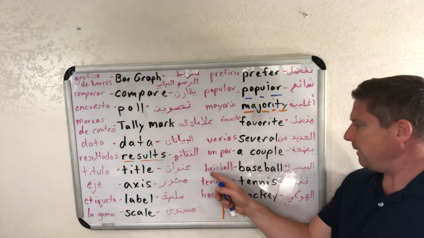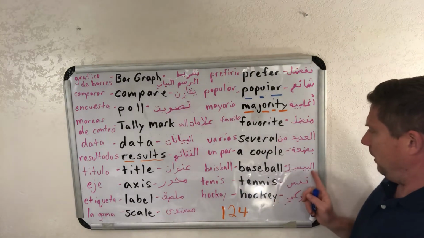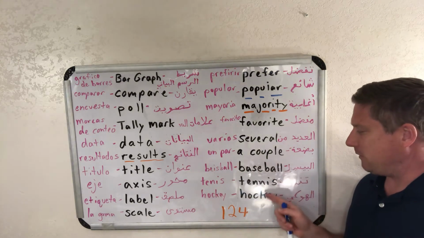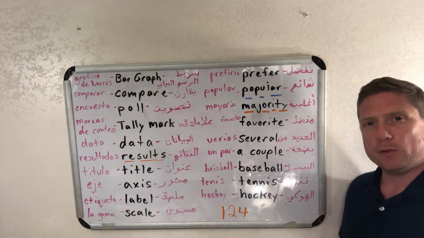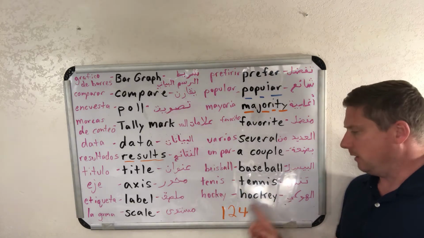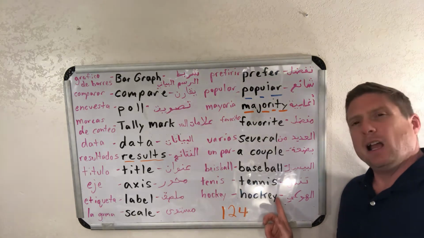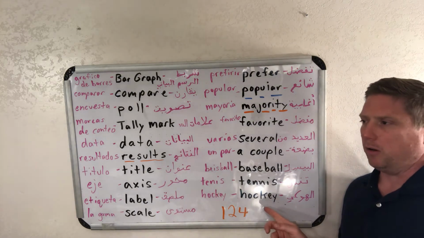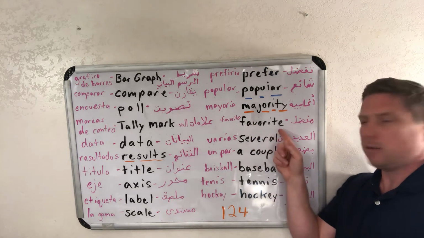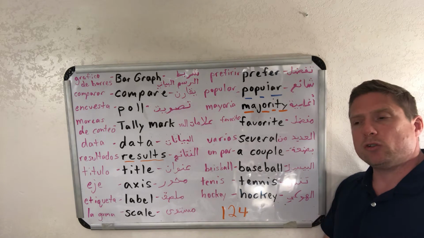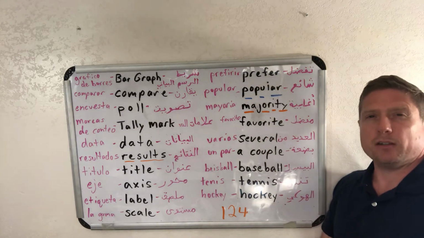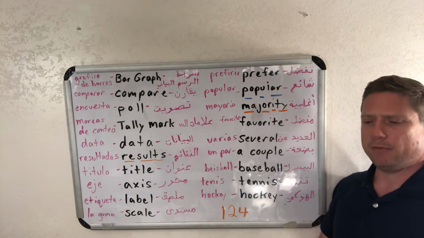Okay. Baseball. Baseball, it's the same, right? Here we have the names of different sports. Baseball, tennis, and hockey. And I didn't put soccer here because I know that soccer is probably your favorite, and that the majority of students in our class prefer soccer as their favorite, right? I think it's my favorite too.